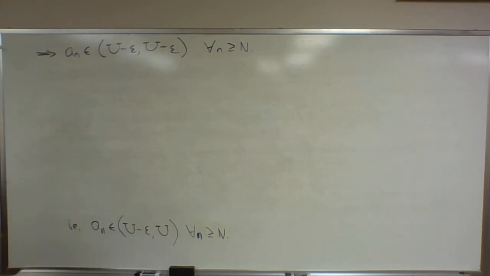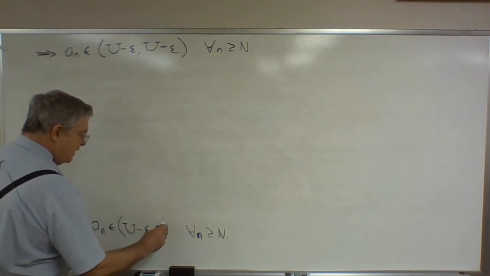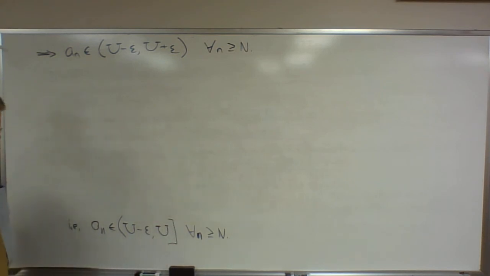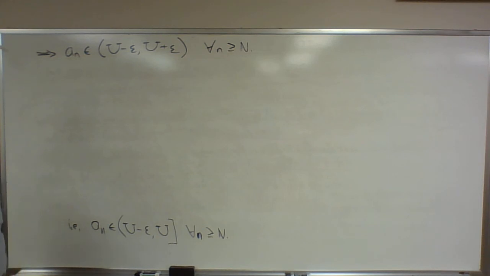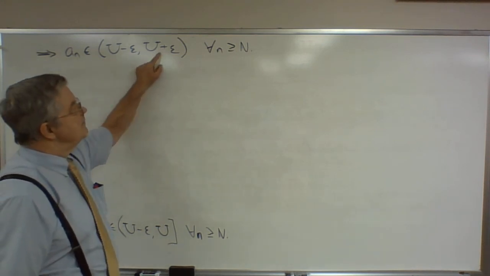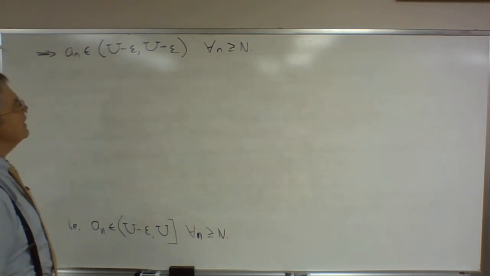And you know what? Since u is the least upper bound, technically, I guess these terms could be equal to u. So this would be even more correct. A sub n is in this interval. But if that's true, then a sub n is also in this interval, u minus epsilon, u plus epsilon, for all natural numbers n greater than or equal to capital N.